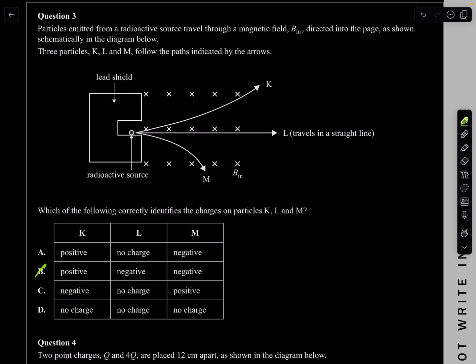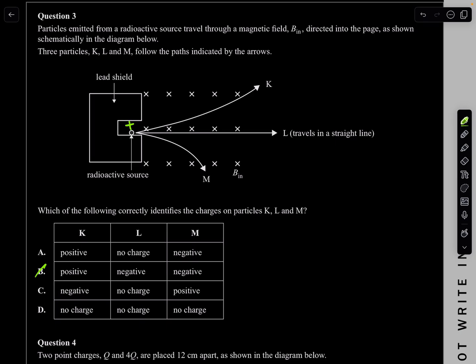Well, okay. So let's say that K, let's choose this one. Let's say that K is positive. So if K is positive, what do we know? We're going to use our right hand slap rule. Always, if we're considering it positive, we're going to use our right hand. If it was negative, we would consider our left hand. But in this case, we're considering K's charge to be positive.